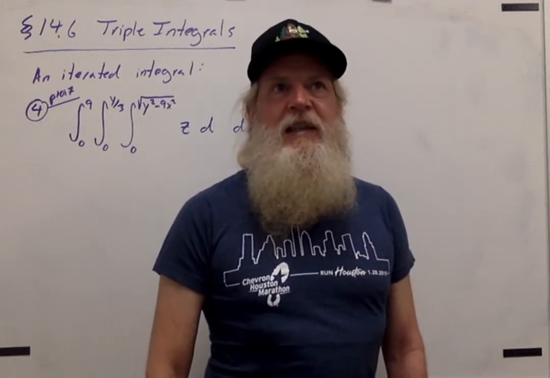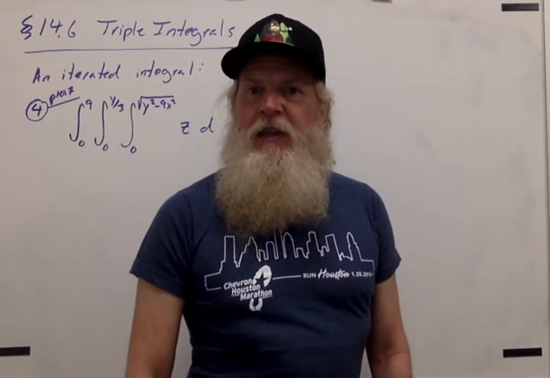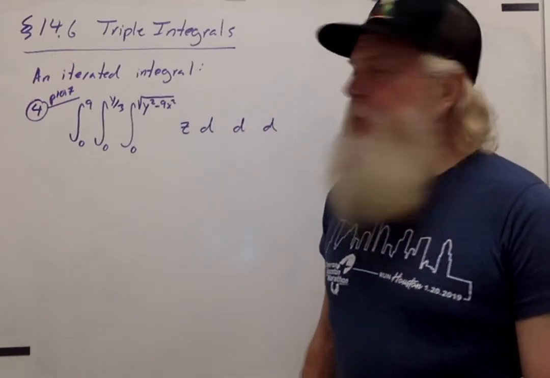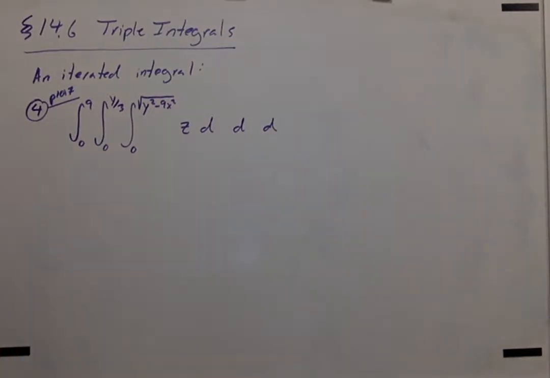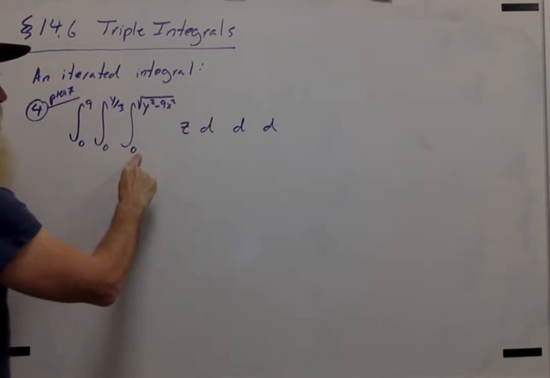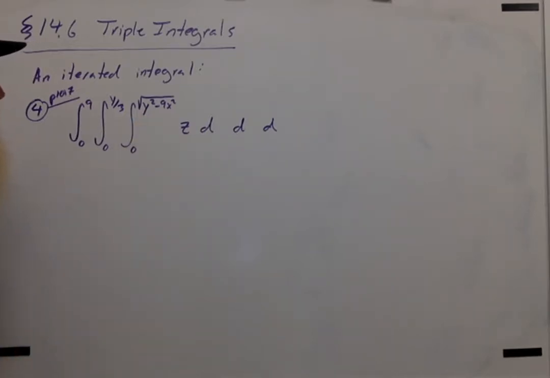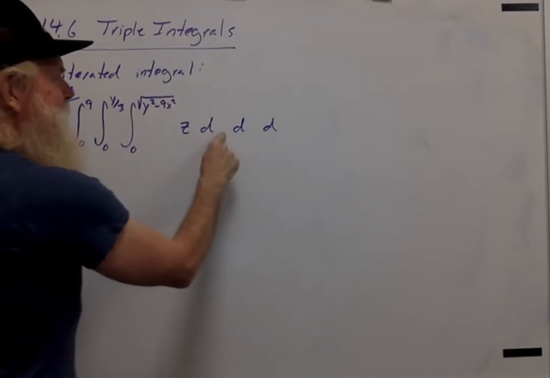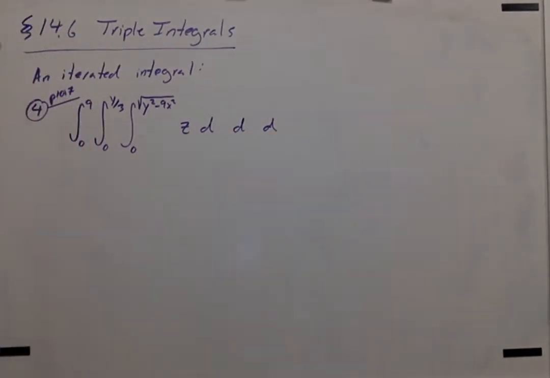Section 14.6 is about triple integrals. Let's start off by doing an iterated integral. We'll do problem number 4 from the book. Here we're on page 1017. We have the integral from 0 to 9, integral 0 to y over 3, integral 0 to the square root of y squared minus 9x squared, z, d something, d something, d something.